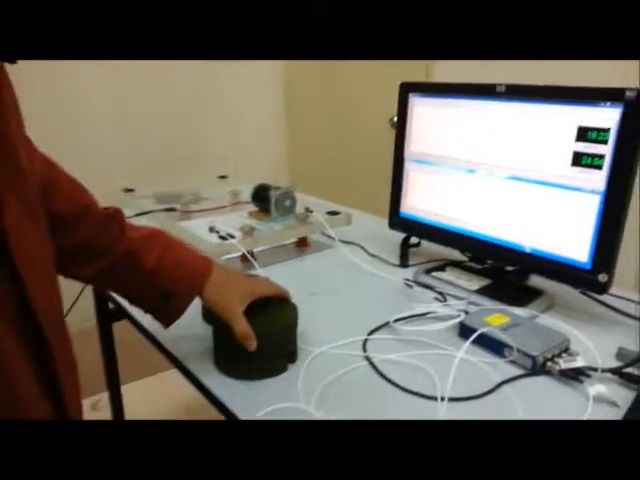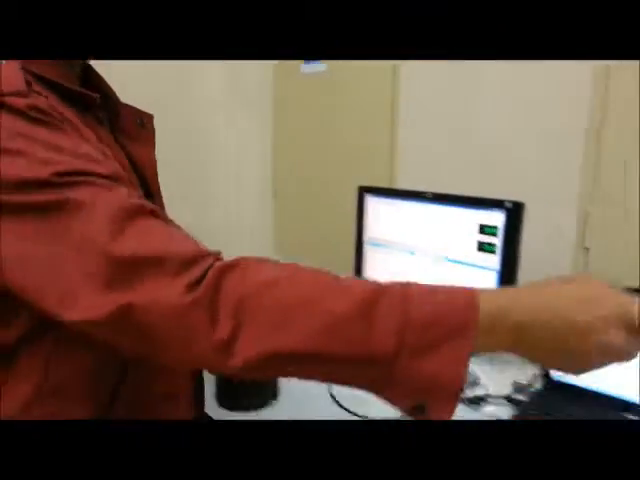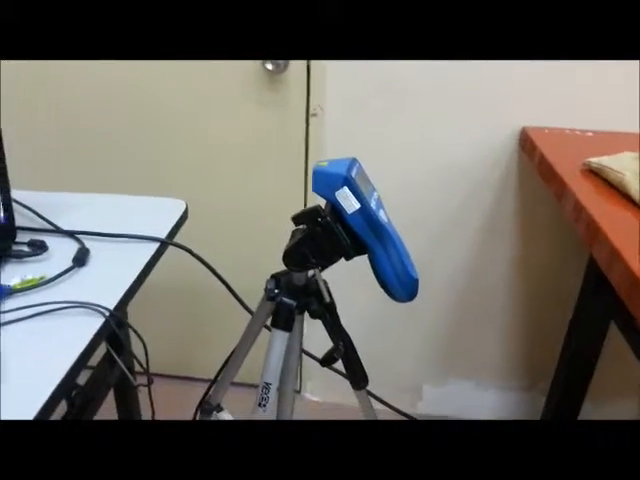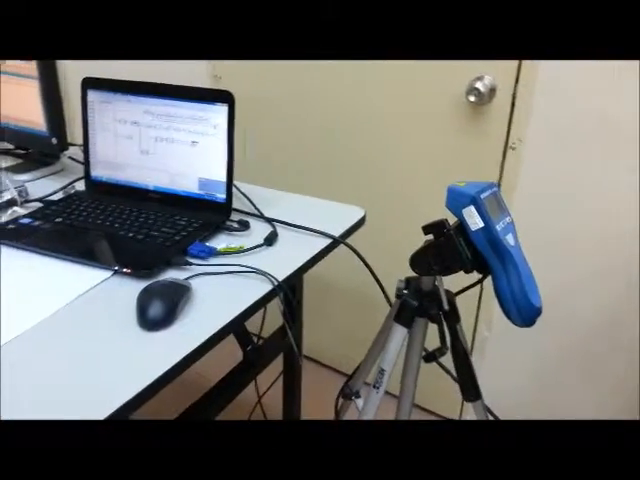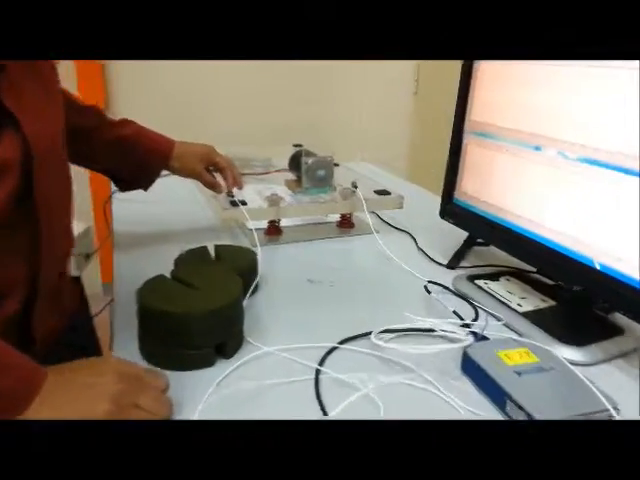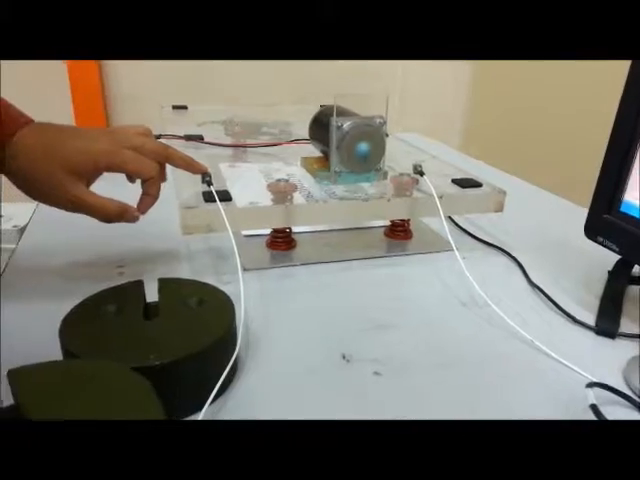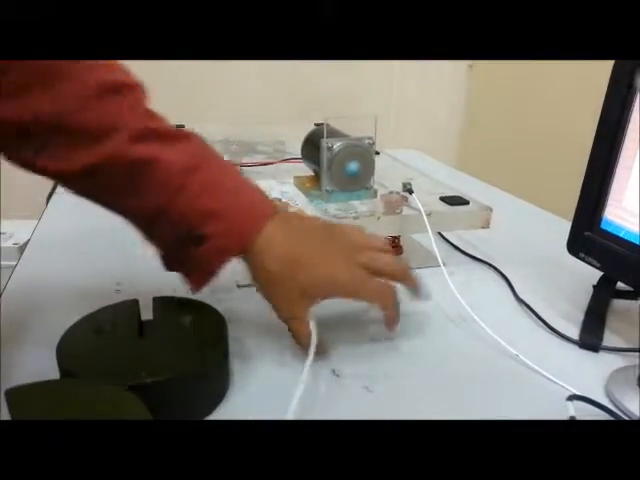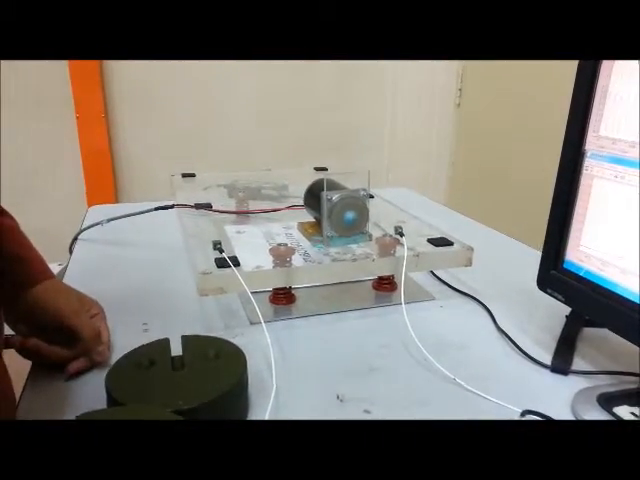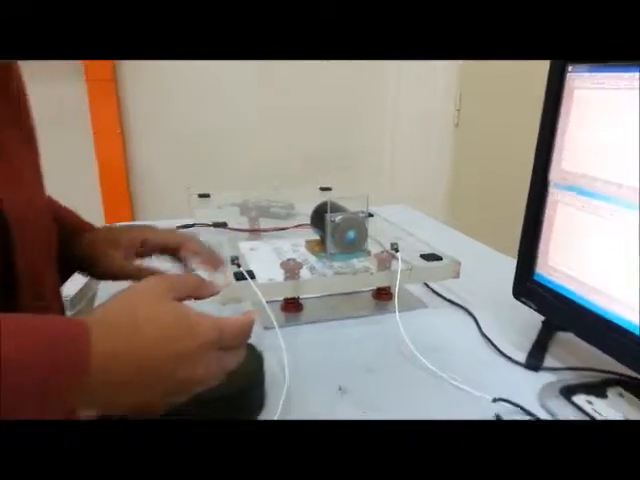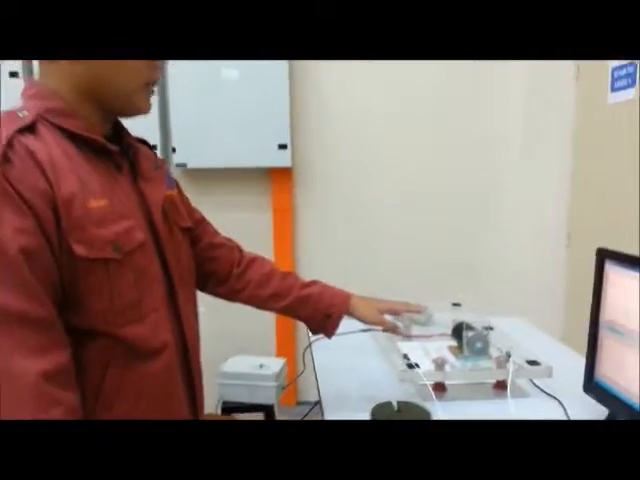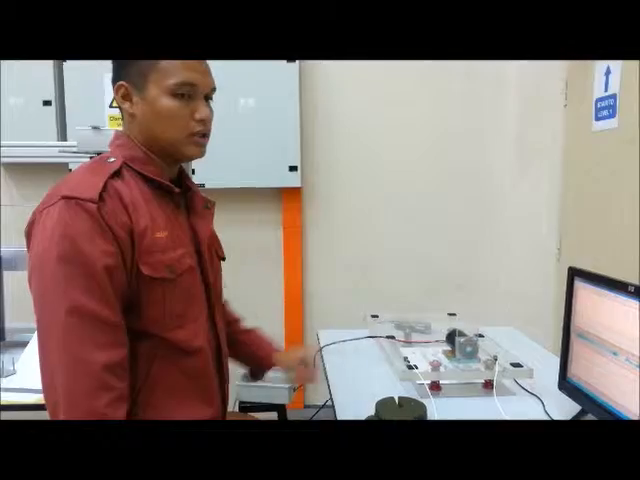So in this experiment, we have 3 sensors. First of all is the tachometer sensor. This is used to display the rotational velocity of the motor. And the second and third sensors are used to display our acceleration data. And the motor is used to generate vibration at this place. And our adjuster is used to adjust our motor velocity, the angular velocity.